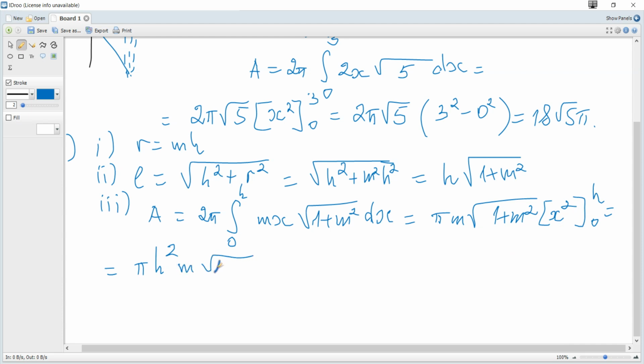m and root 1 plus m squared, and we need it in terms of r and l, so we can see that mh is r, so let's rewrite as h m multiplied by h root 1 plus m squared, and we can see that it's r and it's l, and we get pi r l as required.